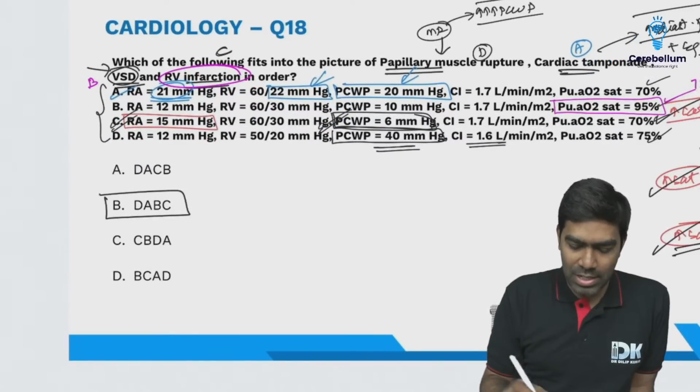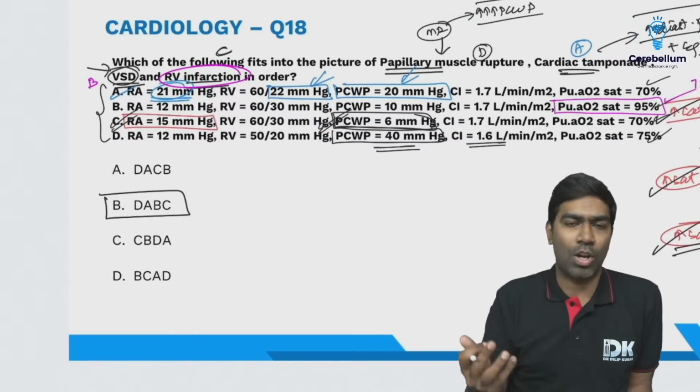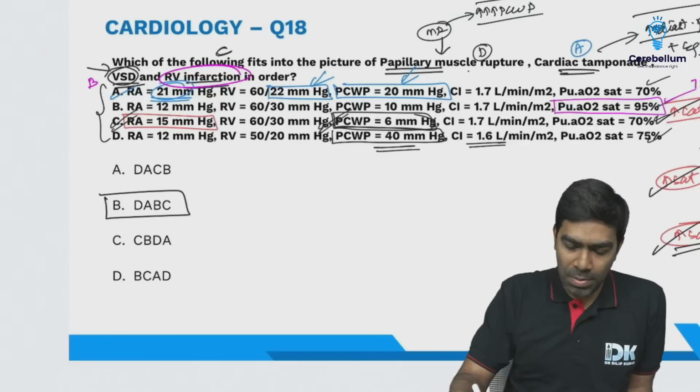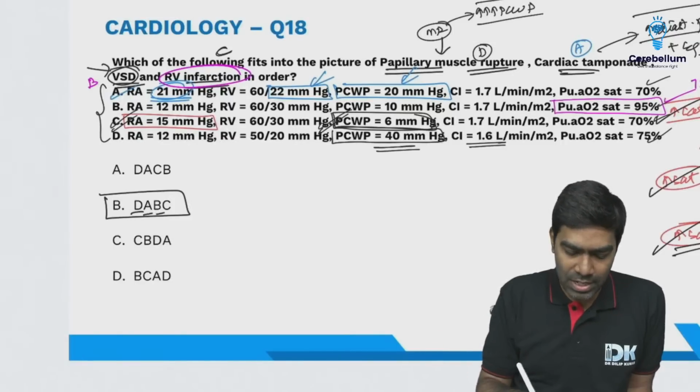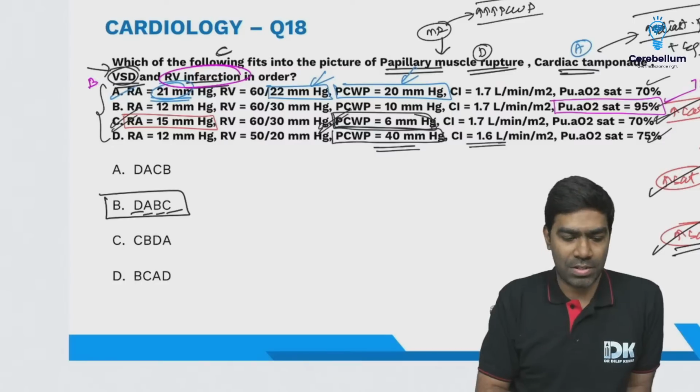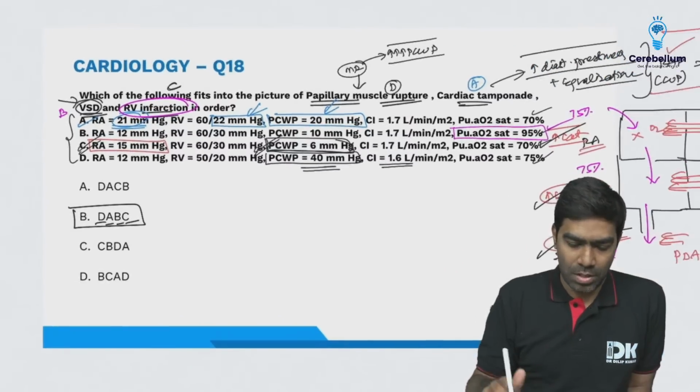So the right answer is DABC. This is a tough question, but it incorporates a lot of concepts. So papillary muscle rupture fits into D, cardiac tamponade fits into A, VSD fits into B, and RV infarction fits into C. Okay.